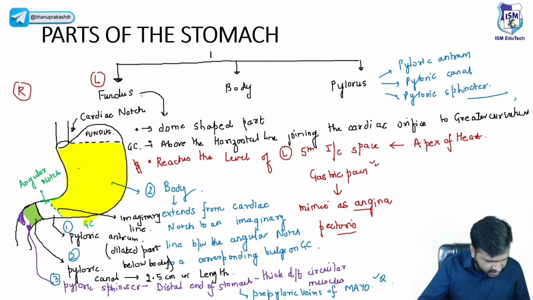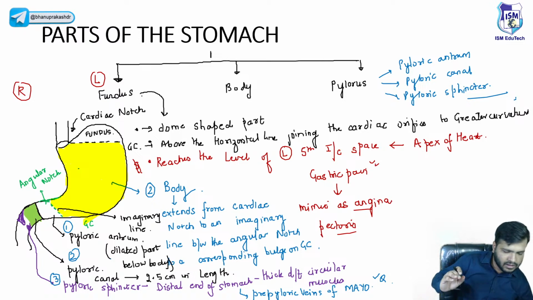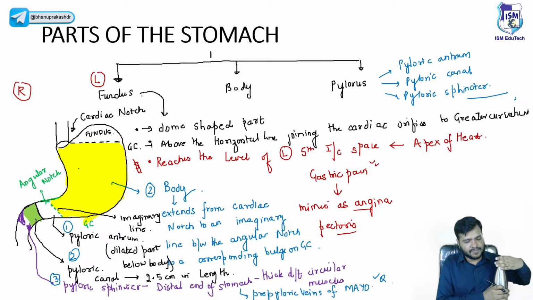So I hope this is clear. Garima, Angel, very good, beta. Shah, fun mode, very good, beta. Perfect. Jayashri, perfect, beta.